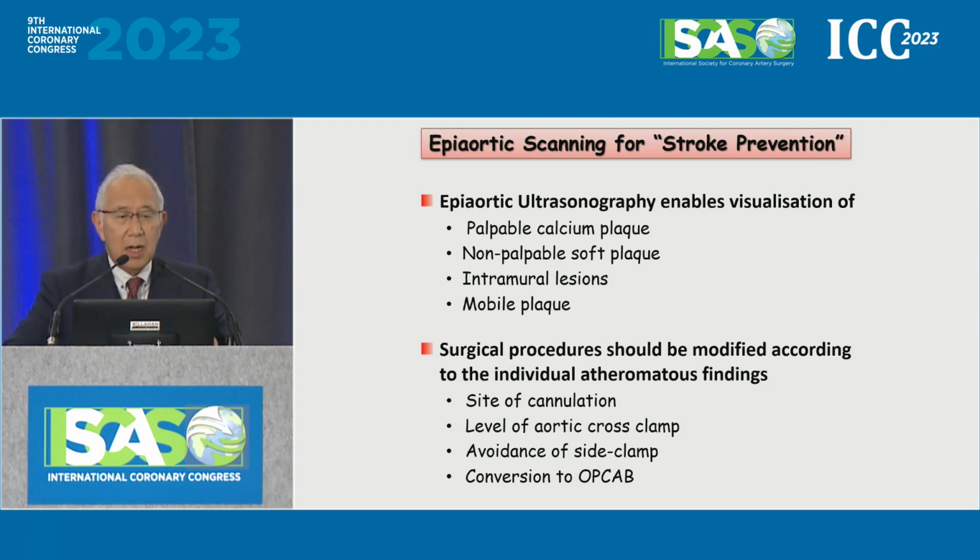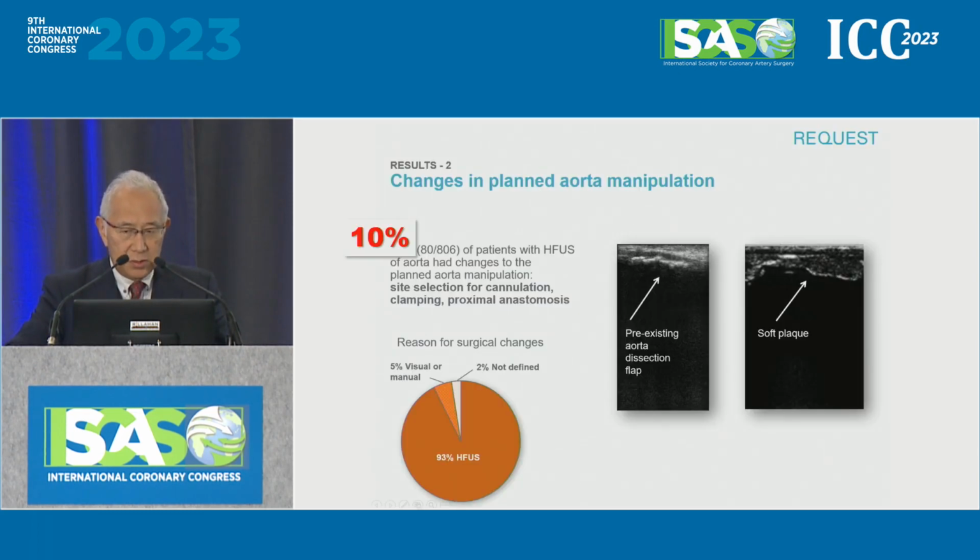So, epiaortic scanning for stroke prevention: epiaortic ultrasonography enables visualization of palpable calcium plaque, non-palpable soft plaque, intramural lesions, and mobile plaque. Surgical procedures should be modified according to the individual atheromatous findings: site of cannulation, level of aortic cross clamp, avoidance of side clamp, conversion to OPCAB. According to the REQUEST trial, planned aortic manipulation was changed in 10% of the patients.